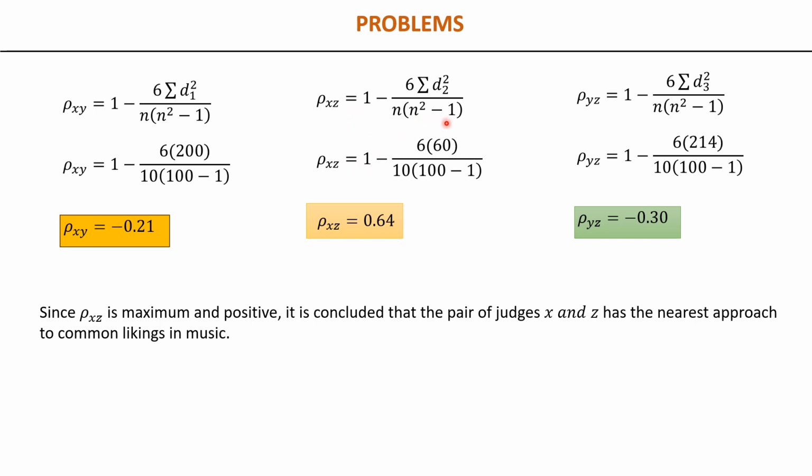Between x and z, sigma d2 square is 60. It is positive. It is 0.64. Between y and z, by substituting sigma d3 square, which is 214, again it is negative.